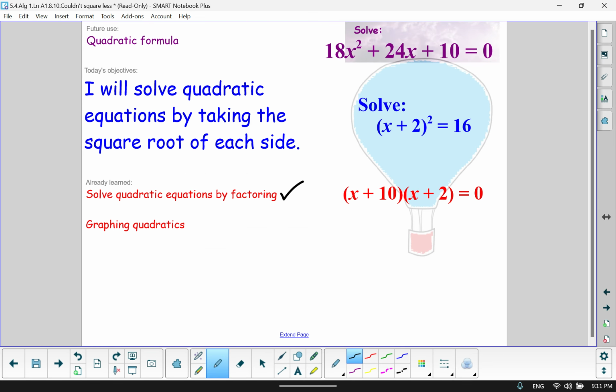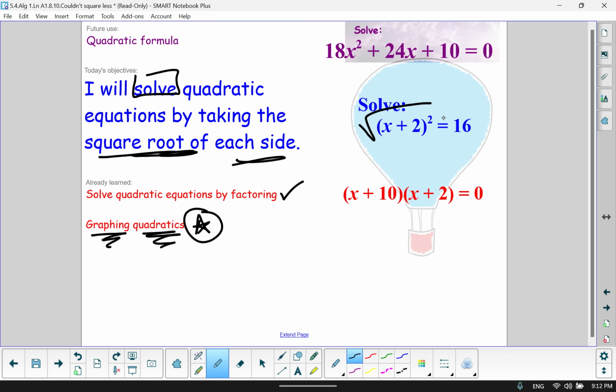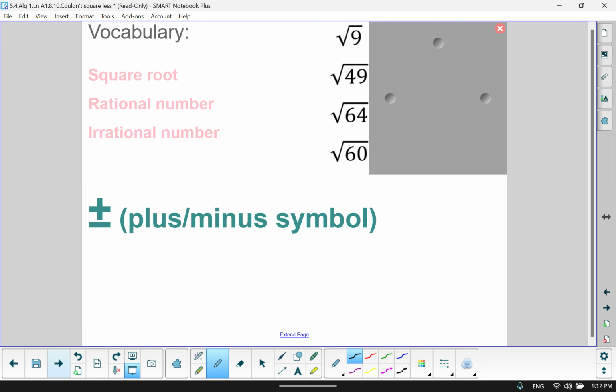Now, folks, we've already solved with factoring. We kind of solved with graphing quadratics. That's something that we might need a little more practice before the next test. But our focus today is going to be solving by taking the square root of each side, noting that there could be 2 possible solutions.